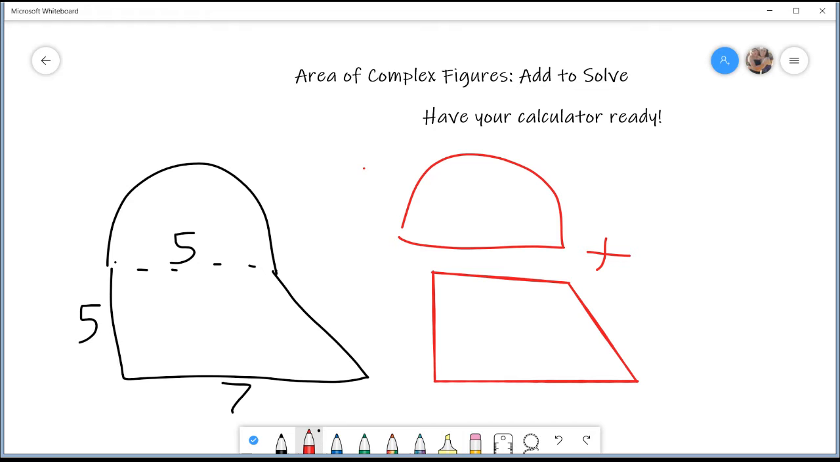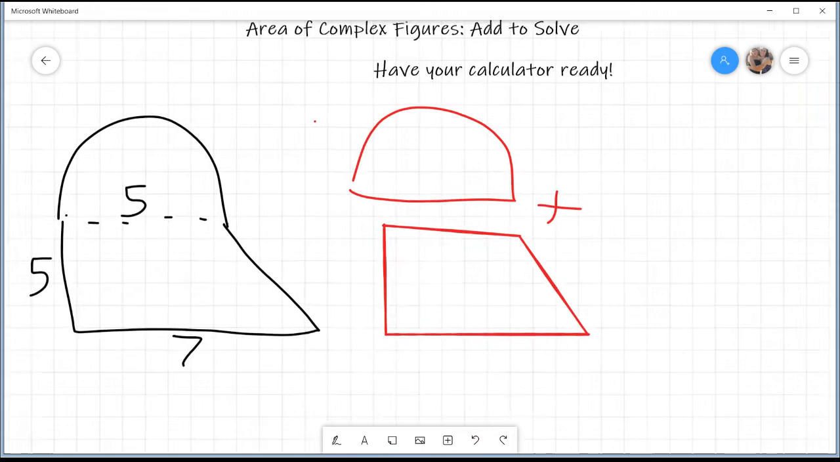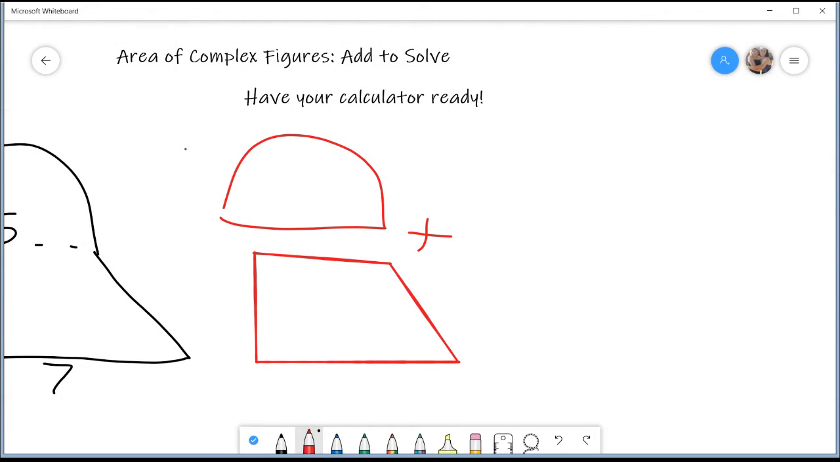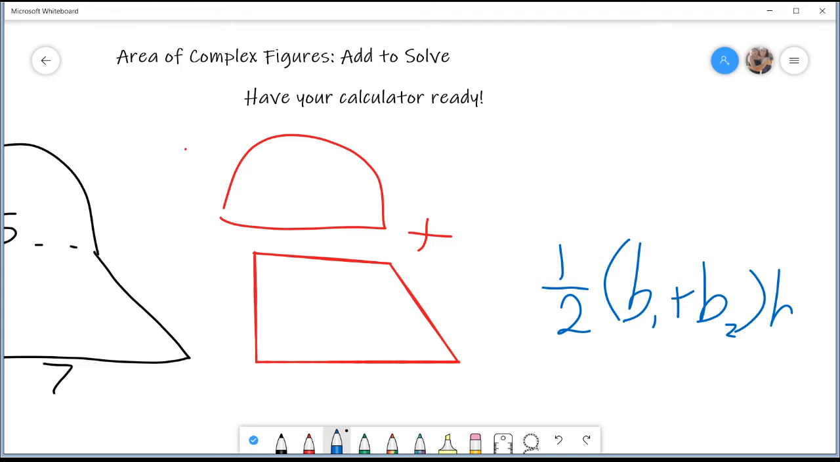To do that, we need to do both the area of the trapezoid and the area of the semicircle, or half circle. If we think back, the area of the trapezoid is 1/2 base 1 plus base 2 times height. The area of a circle is pi times radius squared. But since this is only half of a circle, we want to do half times pi times radius squared.